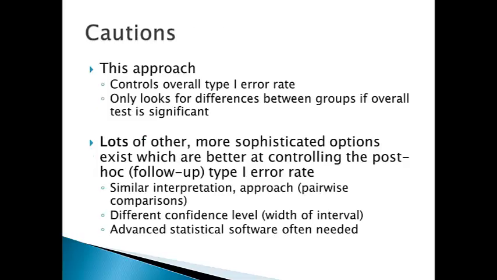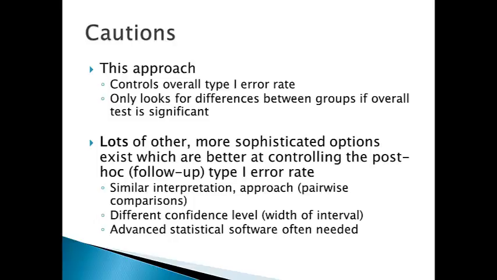A couple of comments about this approach. Really, the approach we're proposing here is two steps. The first step is to compute an overall p-value. If that overall p-value is significant, follow up by looking at each of the differences between the groups. If not, you're done. This controls the overall type 1 error rate. This general approach is typical, that is, following up a significant overall test by doing all of the pairwise comparisons.